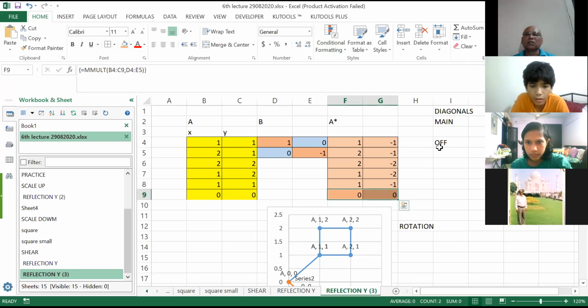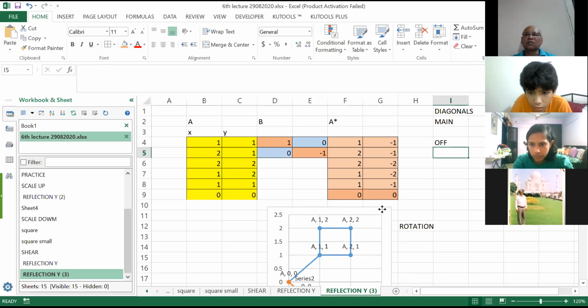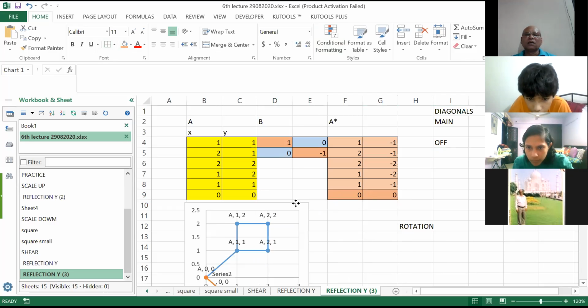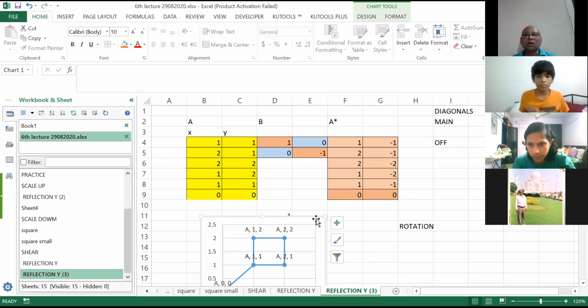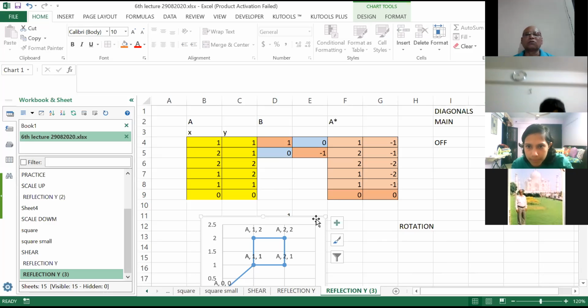Okay. Good. Now you see that it has to be rotated. For rotation, all the x, y points should move at an equal angle, is it not? You cannot move one point at a certain angle and another point at a different angle. Then the object gets distorted.